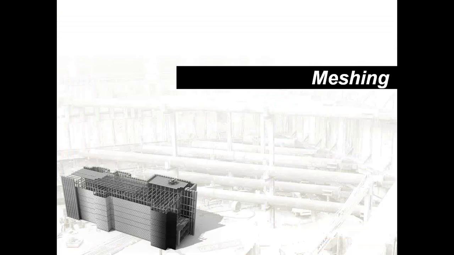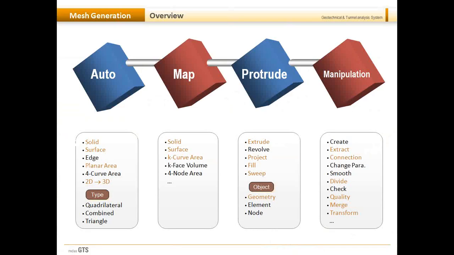Then going to the meshing. So the main features include auto meshing, map mesh, protruding, and manipulation of the mesh. So in auto mesh, the program automatically meshes either a solid or a surface or edge planar area, and the type of elements which can be generated here ranges from quadrilateral to triangle, or it can be a combination of both.